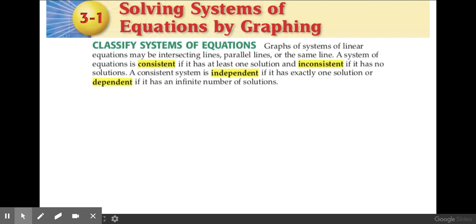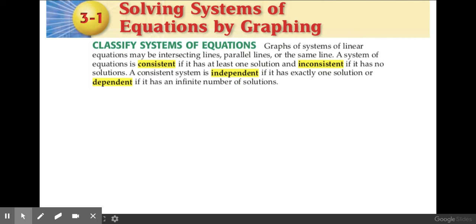So let's learn about classifying systems of equations. Graphs of systems of linear equations may be intersecting lines, they can be parallel lines, or they can be the exact same line. A system of equations is consistent if it has at least one solution, and inconsistent if it has no solutions. A consistent system can be independent if it has exactly one solution, or dependent if it has infinitely many solutions.